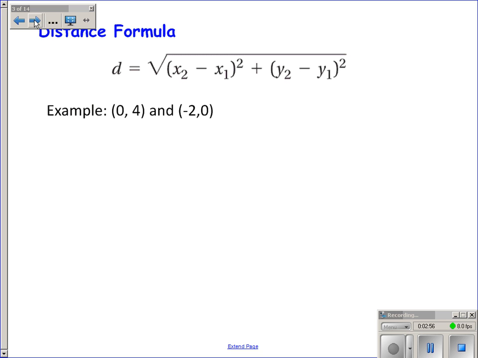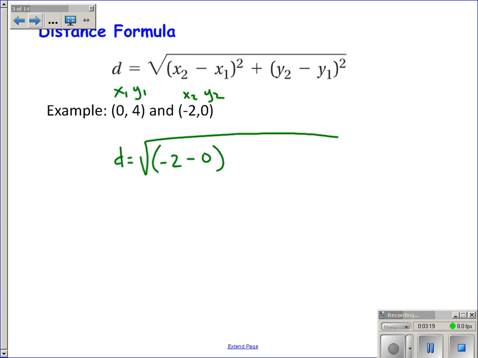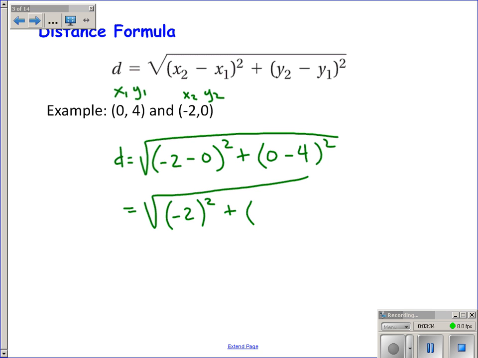Okay, let's try a little more difficult problem. Again, I still have the formula written up there. I'll call this x1 and y1, and x2 and y2. So the distance is equal to the square root of x2 minus x1 squared plus y2 minus y1 squared. Okay, so negative 2 minus 0 is negative 2 squared plus 0 minus 4 is negative 4 squared.